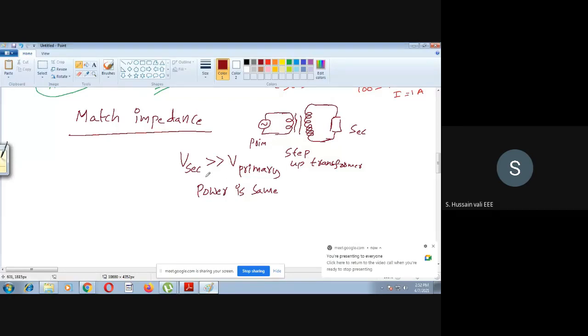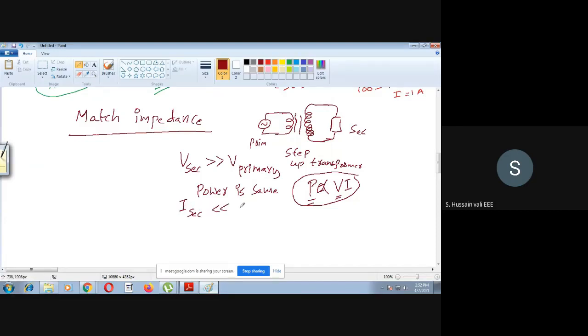As it is a step-up transformer, secondary voltage is always more than the primary voltage, whereas the power is the same. If the power is the same, see here, P is proportional to V into I. Everyone knows this equation. If power is the same and V is more, I should be less. So I can say that I secondary will always be less than I primary. Because P is constant, V into I is a constant.